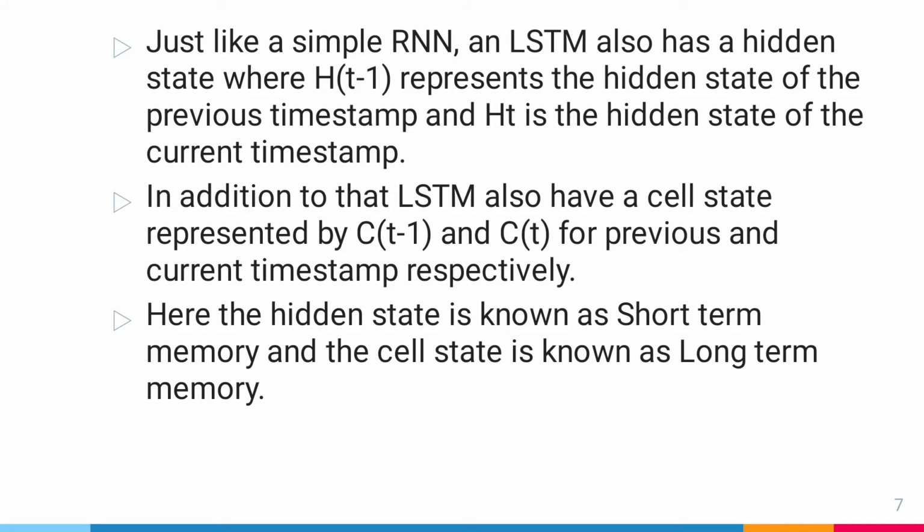Here, just like a simple RNN, LSTM also has a hidden state, where h(t-1) represents the hidden state of the previous timestamp and h(t) is the hidden state of the current timestamp. In addition to that, LSTM also has a cell state represented by c(t-1) and c(t) for the previous and the current timestamp respectively. The hidden state can be considered the short-term memory of the network, and the cell state the long-term memory of the network.